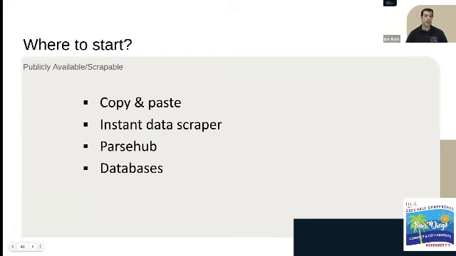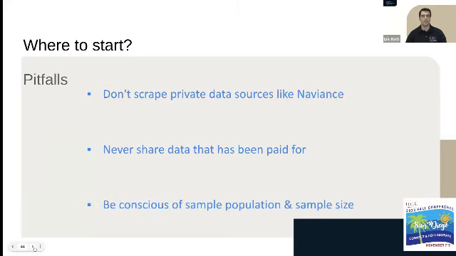There are a ton of other databases, and even Chrome extensions like Instant Data Scraper and ParseHub, where if you went to a site like Wikipedia that has a chart or a table, you can just use that Chrome extension and it'll create an Excel sheet for you right there. But again, you want to be careful because, for example, if you were on Naviance and tried to use ParseHub or Instant Data Scraper, it's a huge no-no. That's their proprietary data, and you could get in trouble for using it. So even there, there are some pitfalls.